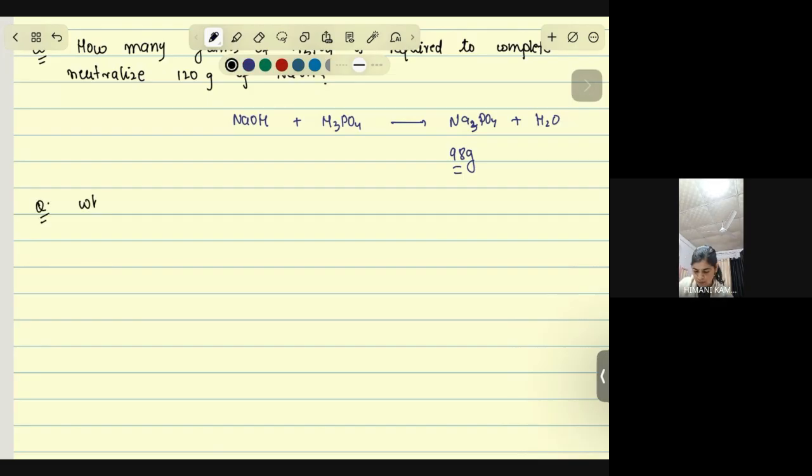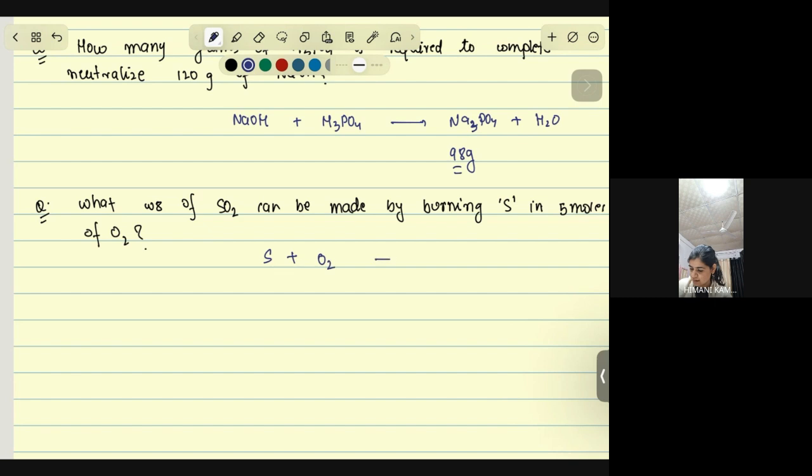One more question. What weight of SO2 can be made by burning S in 5 moles of O2? So sulfur plus O2 is giving SO2.